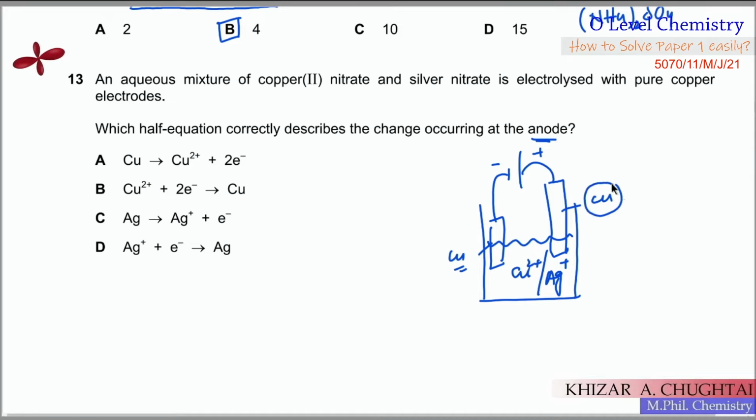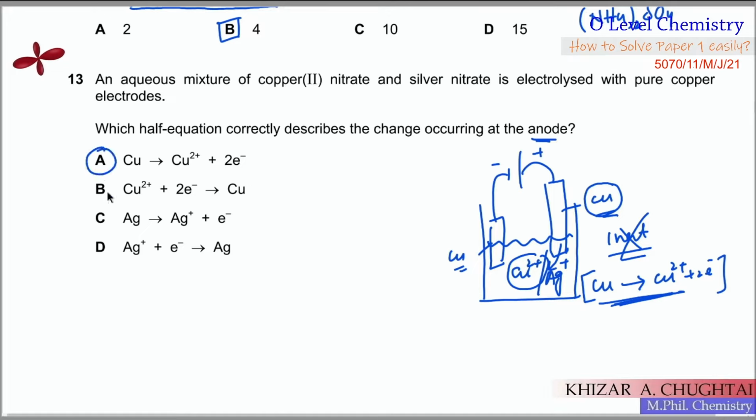The solution is also having Cu2+ ions. So in this case, the anode is not behaving as an inert rod, and it will change into Cu2+ plus 2 electrons. So dissolution of copper will be there. There will be no other chemical change on this terminal. So the correct option is A.